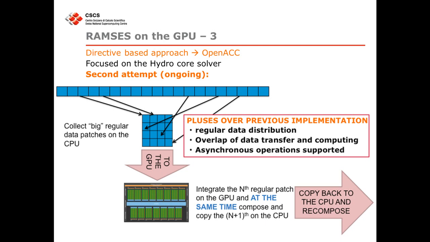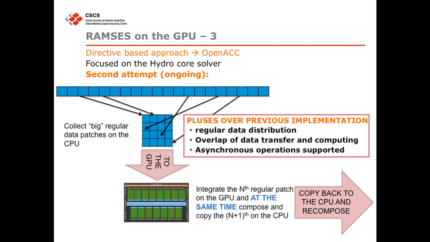But first of all, we can overlap data transfer and computing, because you can send a patch and then start building the next patch on the CPU while the previous patch is being integrated by the GPU. And then, while it is sent back, you send a new patch to the GPU and so on. So this kind of overlap should improve the performance. Of course, I don't have results yet for this implementation, because it's still ongoing. But we expect to improve the performance.